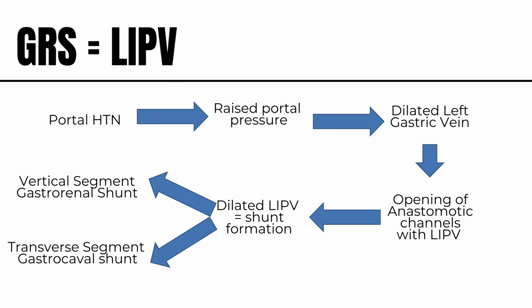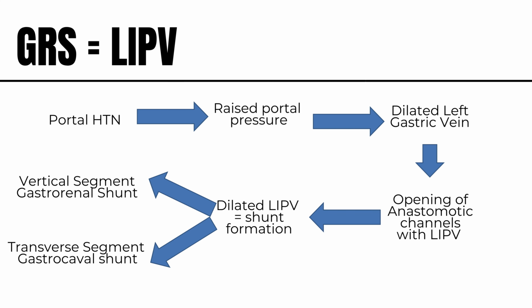So, what happens in cases of portal hypertension or patients with liver cirrhosis is that the portal pressure increases. This in turn causes the dilatation of the left gastric vein or the LGV, which leads to opening of the anastomotic channels of the left gastric vein with the LIPV, which in turn causes dilatation of the LIPV, and that is basically the formation of the gastrorenal shunt.